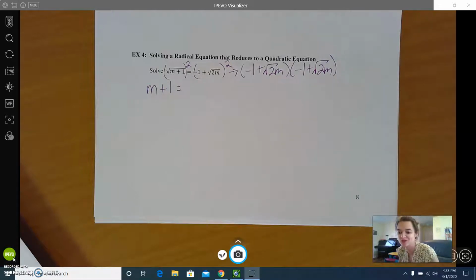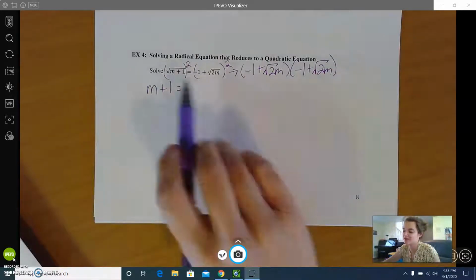Everybody, welcome to our 11.4 notes, part 3. We're starting with example 4, where we are solving a radical equation that reduces to a quadratic equation. So this should be a refresher from chapter 10. To undo a square root, you should be squaring both sides.